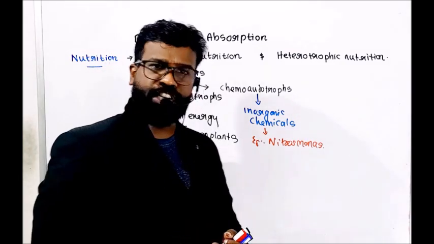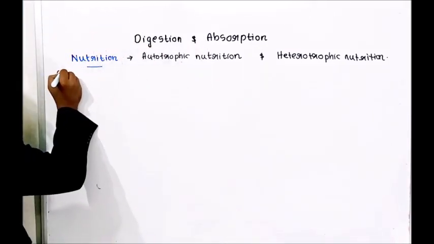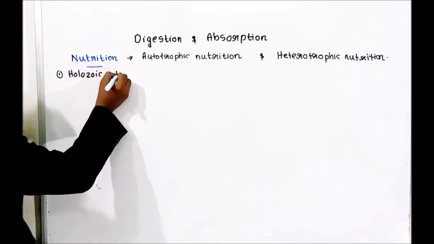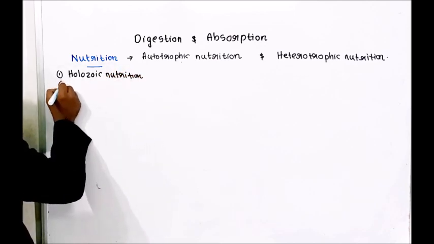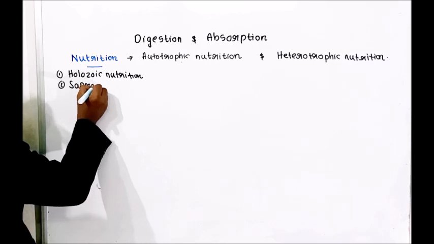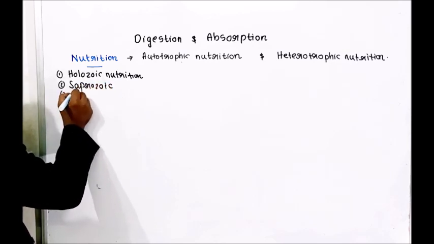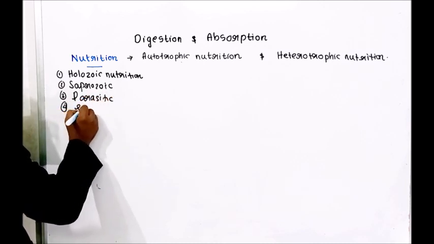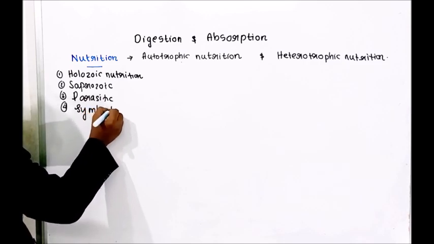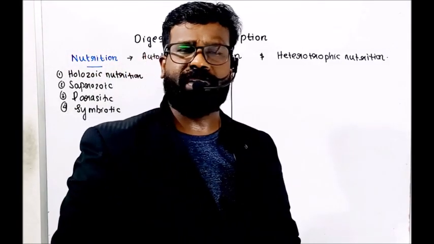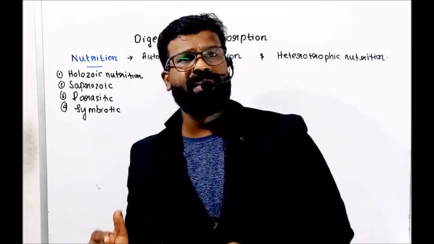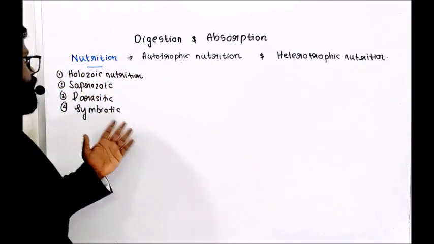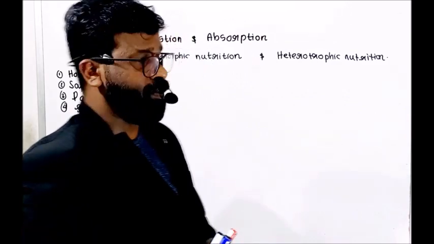Then the different types of heterotrophic nutrition are holozoic, saprozoic, parasitic and symbiotic nutrition. These are the different types of heterotrophic nutrition.